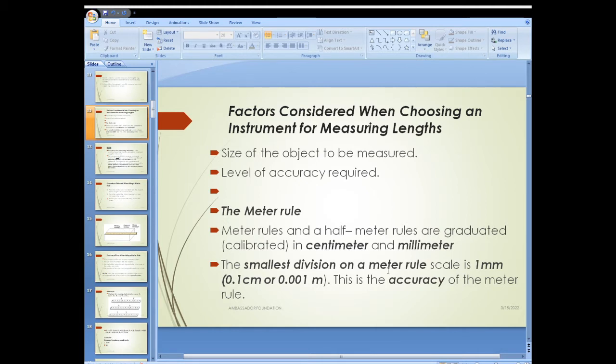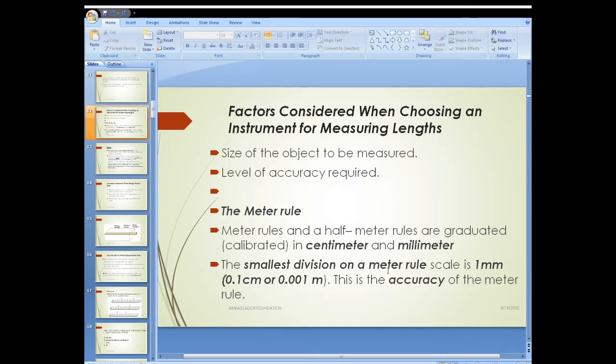Now, let's look at the meter rule. At what time can we use a meter rule? At what time can we use a vernier caliper? At what time can we use a micrometer screw gauge? And at what time can we also use any other measuring instrument?